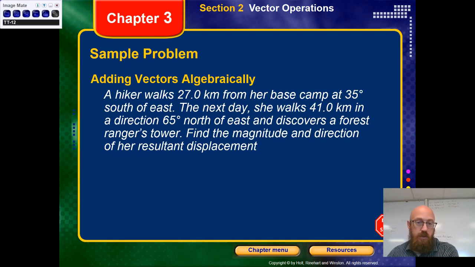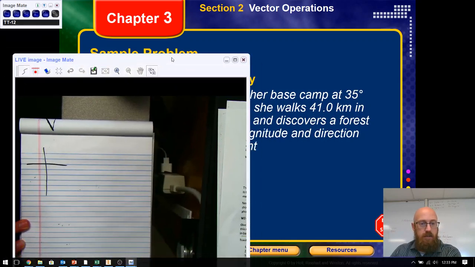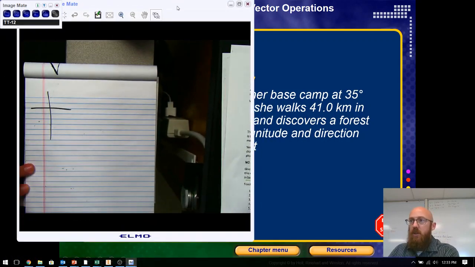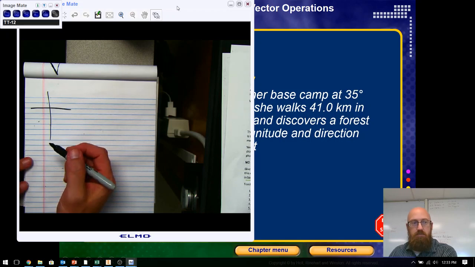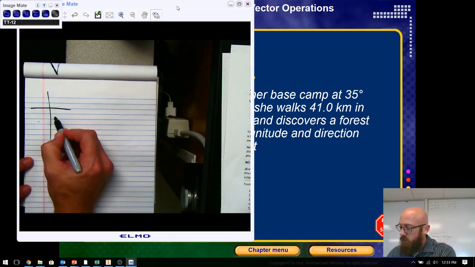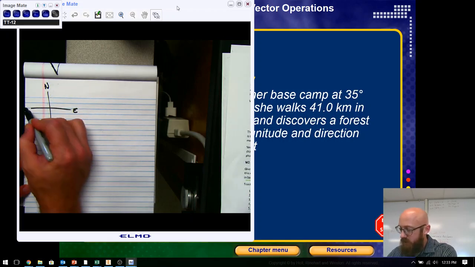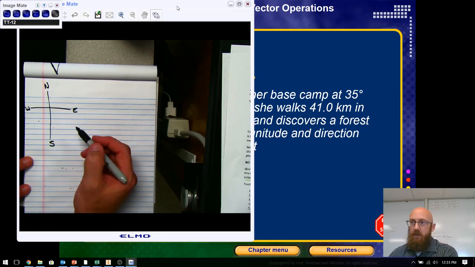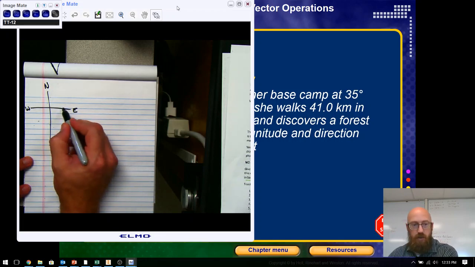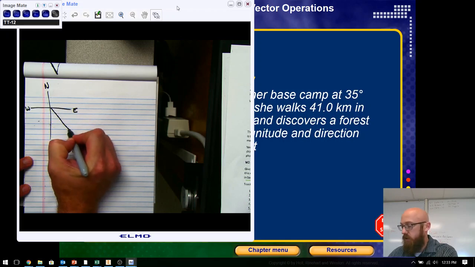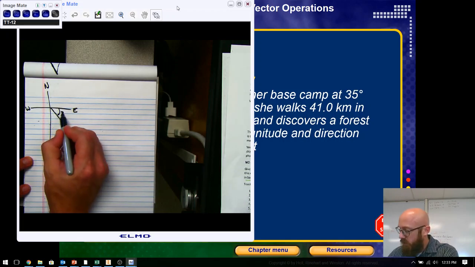All right, so we've got a hiker walks 27 kilometers from her base at 35 degrees south of east. South of east. Bring my notepad over. All right, so 35 degrees south of east. Okay. North, never eat soggy waffles, yes? So it is south of east. South from east.